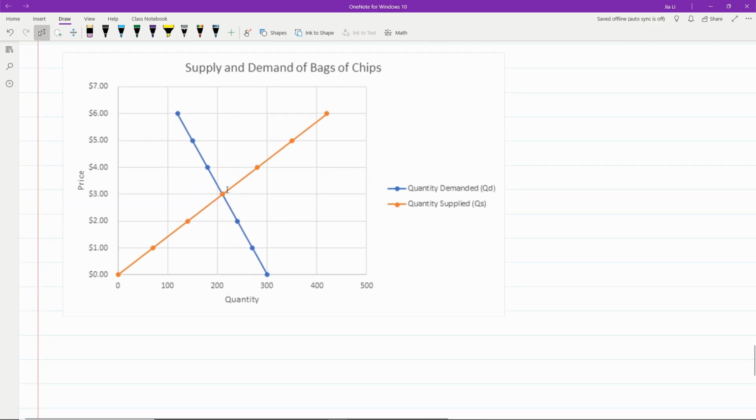And that's how we know that this here will be the equilibrium, because if the price was less than $3, there would be excess demand, which puts pressure on the store to raise the price. And if the price was higher than $3, then there'll be excess supply, and there'll be pressure for the store to lower the price instead.